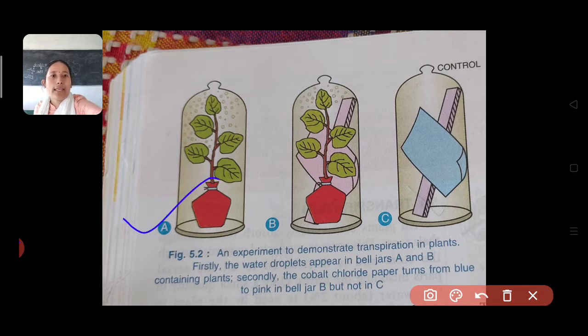Okay, setup A, setup B and setup C. Now if you look at setup A properly, what do you have? You have a potted plant, but can you see the pot of this particular plant is also tied with a polythene bag. Okay, now why do you think that it has been done?